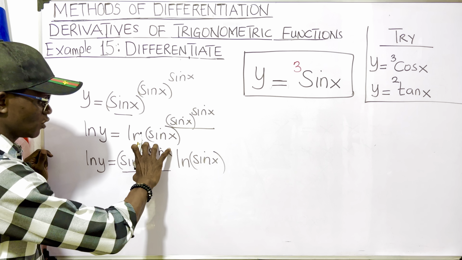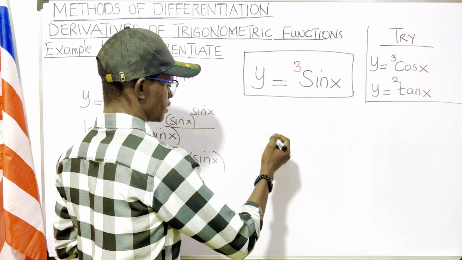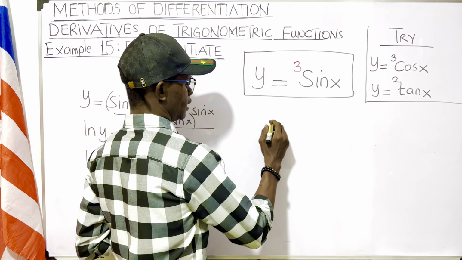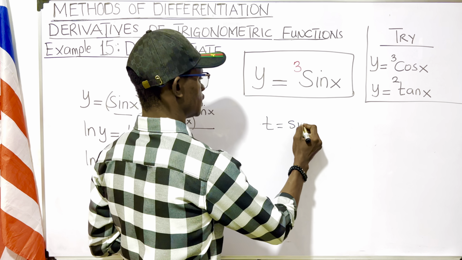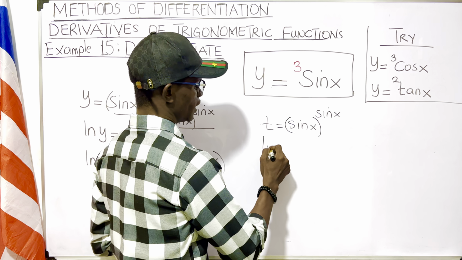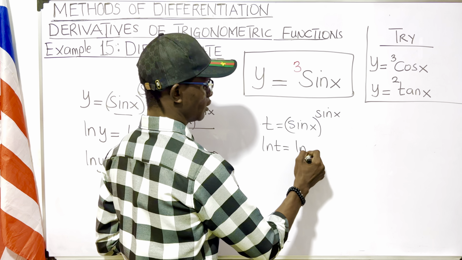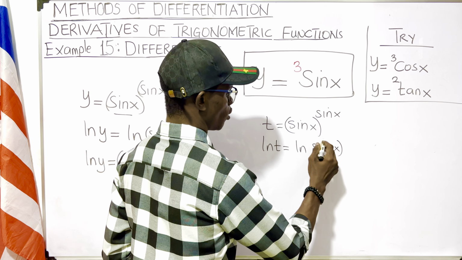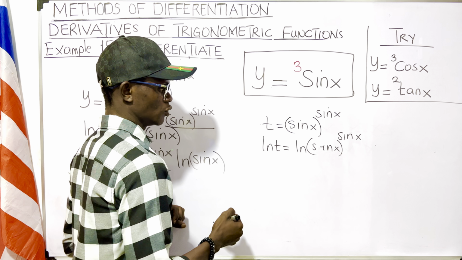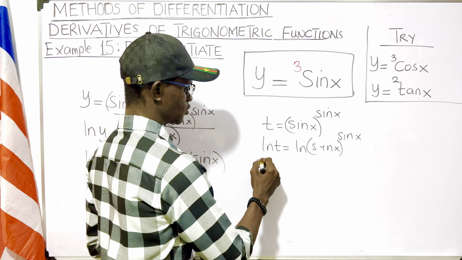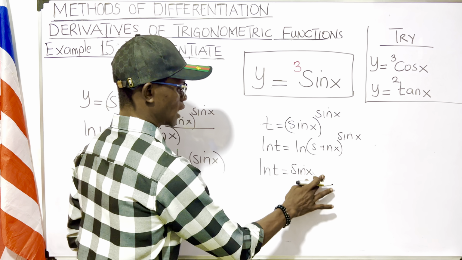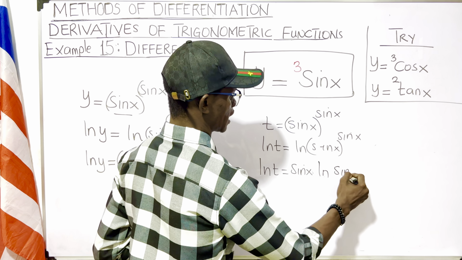So we must first know the derivative of this expression. If we were to separate it from this entire problem and just do it on this side, we could say let t equal sine of x raised to the power sine of x. So we take the ln on both sides. Ln of t equals ln of sine of x all raised to the power sine of x. So what happens? This sine of x will drop. So you have ln of t equals sine of x times ln of sine of x.